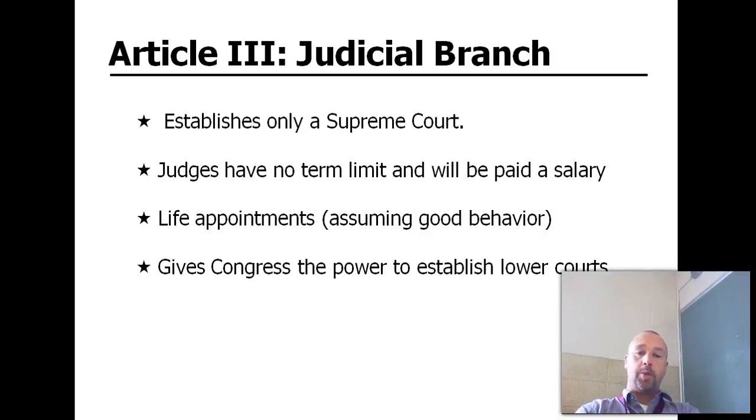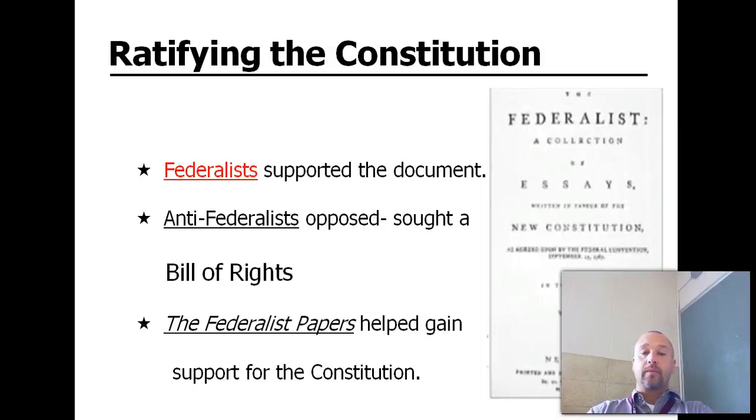Article 3 set up the judicial branch, which establishes the Supreme Court. Today we have 9 Supreme Court justices. Washington's Supreme Court had 6. And the judges serve for life. The idea is they won't be tied to a political party since they don't have to worry about getting reelected. Also, Congress has the power to establish lower courts for this judicial branch. So there are courts set up throughout this nation on local, state, and national levels.